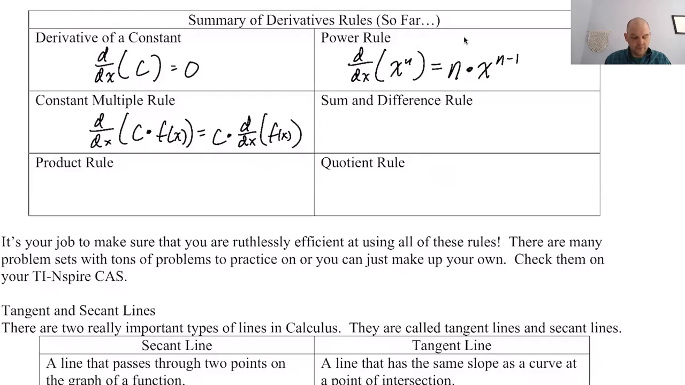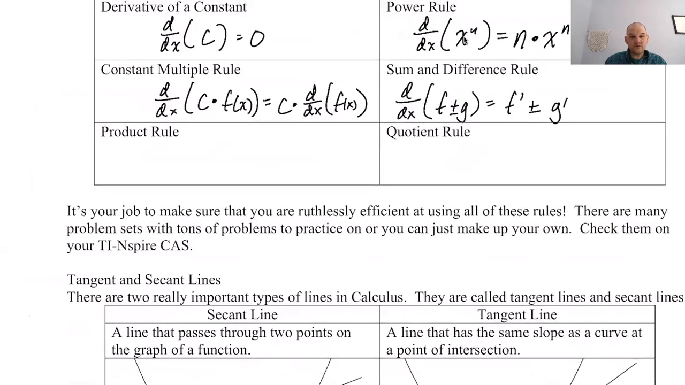This is another rule you won't really think about, the derivative of a sum or difference. I'm going to say d dx of f plus g is equal to the derivative of f, so f prime, plus or minus g prime. So you just take each of the derivatives. I don't really like that notation, but that's what you do.